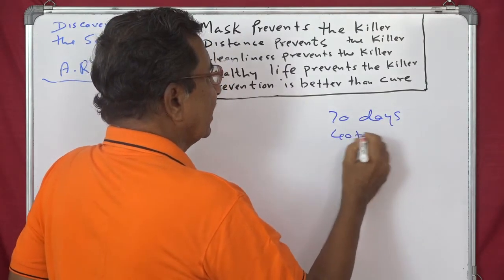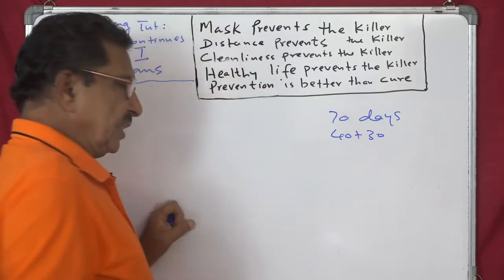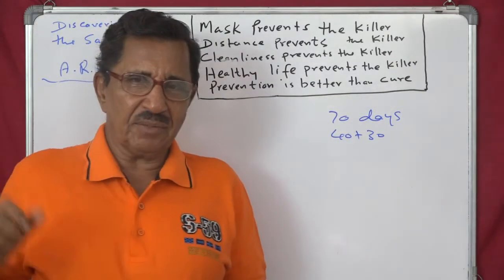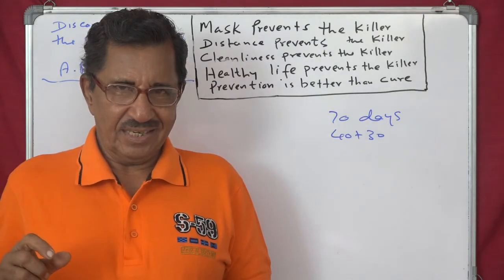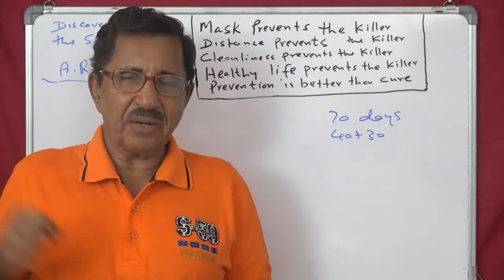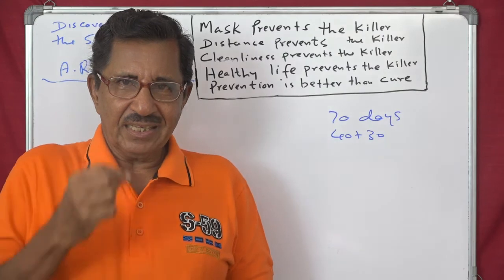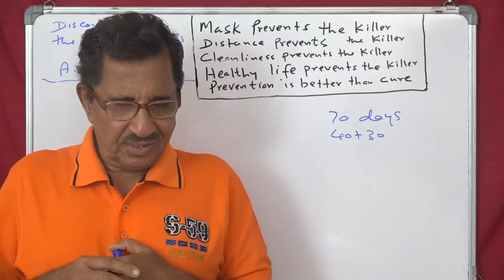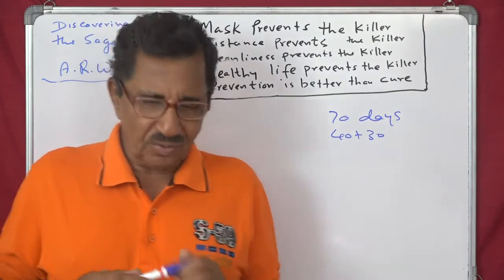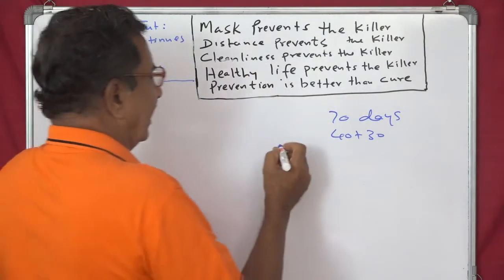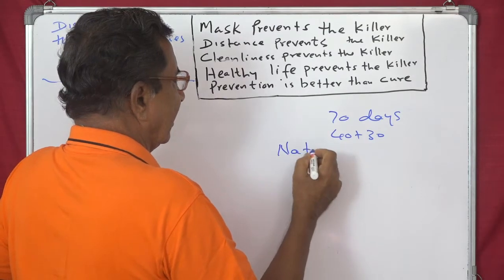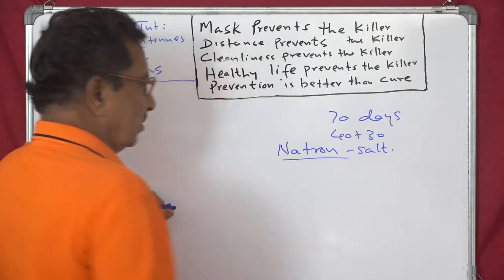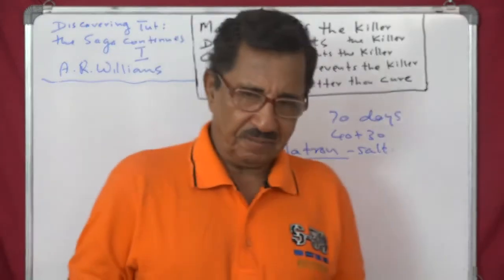40 plus 30. First 40 days, it is removing the moisture from the dead body. Understand? Moisture from the dead body. That is any element of water. And for that, they used a kind of salt called the natron. Natron. That is the name of the salt. So it's called natron. 40 days.